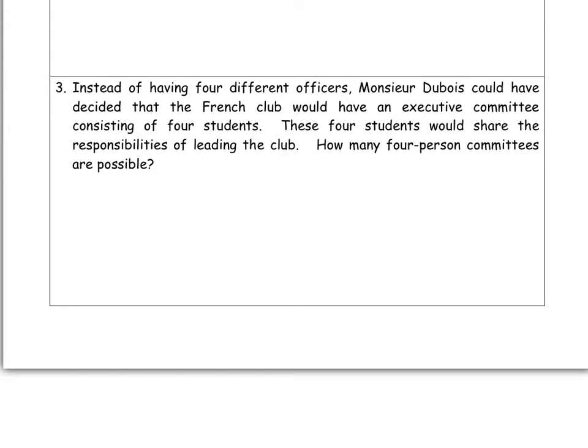So this problem differs from number 2 in that we don't have different specific roles for the 4 people that are leading the club. They're just going to work collaboratively. So what this means is that the selection order of the students does not matter. Even if Monsieur Dubois still puts all the kids' names in a hat and pulls them out one at a time, the order in which those 4 names are read doesn't matter, because we're no longer assigning those 4 students to specific offices or roles.